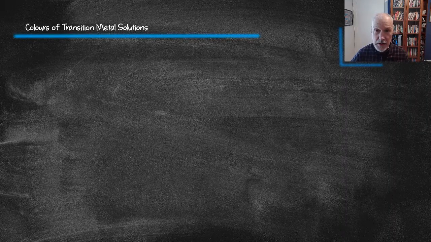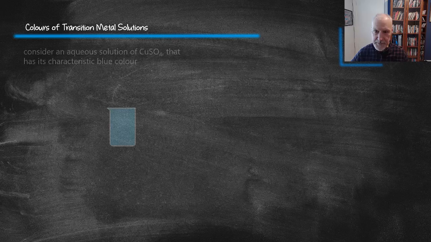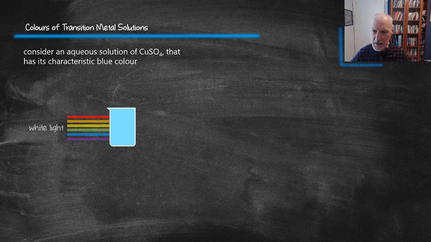This video deals with the colors of transition metal solutions. Let's begin by considering an aqueous solution of copper sulfate that has a characteristic blue color. We begin by shining white light onto it, and I'm representing white light here as a mixture of red, orange, yellow, green, blue, and violet. Upon leaving the container with the copper sulfate solution, only 5 colors emerge. The orange is missing, and this combination produces blue light.